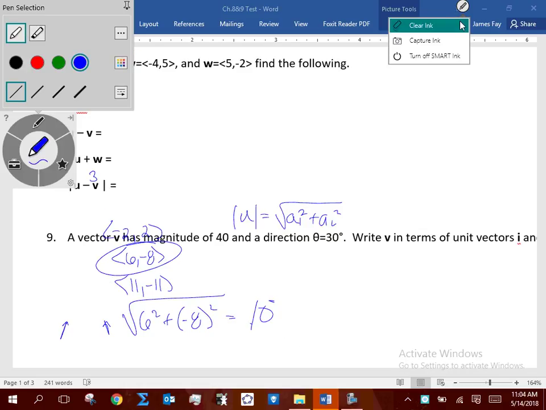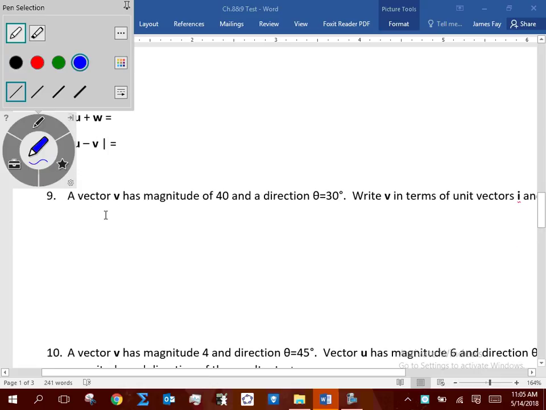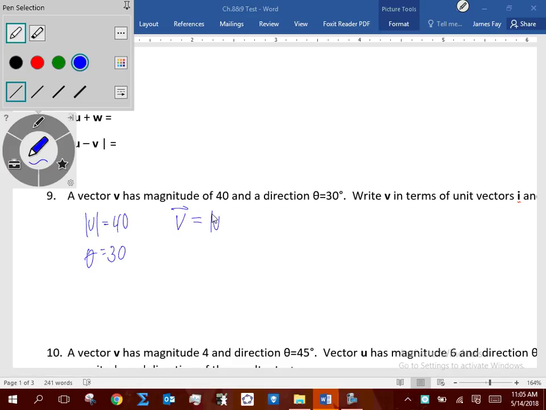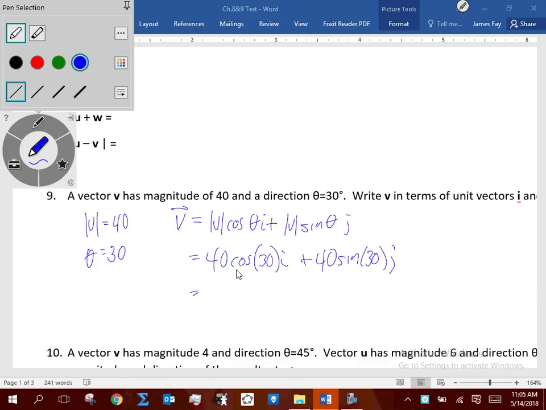Number 9 should be pretty straightforward. Magnitude of V is 40. Theta is 30. I'm asking you to write in terms of I and J. So we have the formula that says vector V in terms of I and J is magnitude cosine theta times I, plus magnitude sine of theta times J. So magnitude is 40, cosine of 30 times I, plus 40 sine of 30 times J. Now we evaluate. Cosine of 30 is a half.